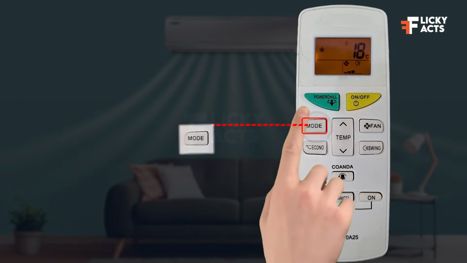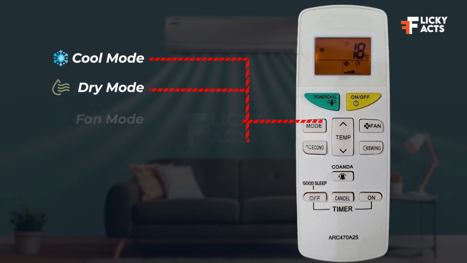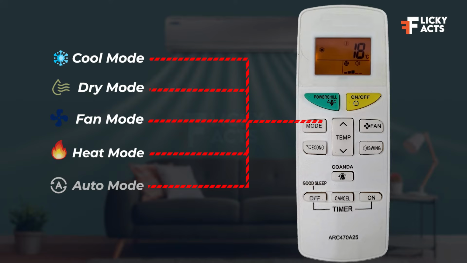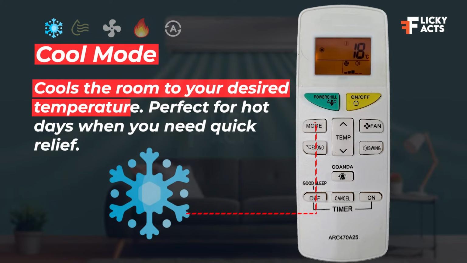Press the mode button to cycle through different modes depending on your need. Cool mode, dry mode, fan mode, heat mode, auto mode. Cool mode cools the room to your desired temperature. Perfect for hot days when you need quick relief.